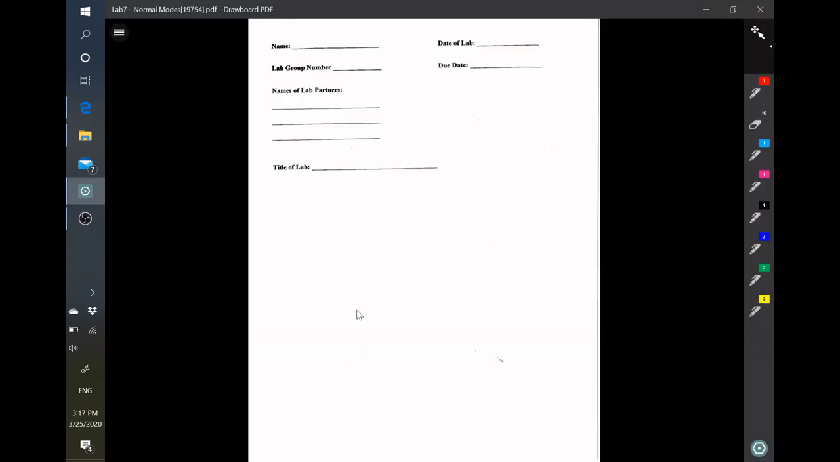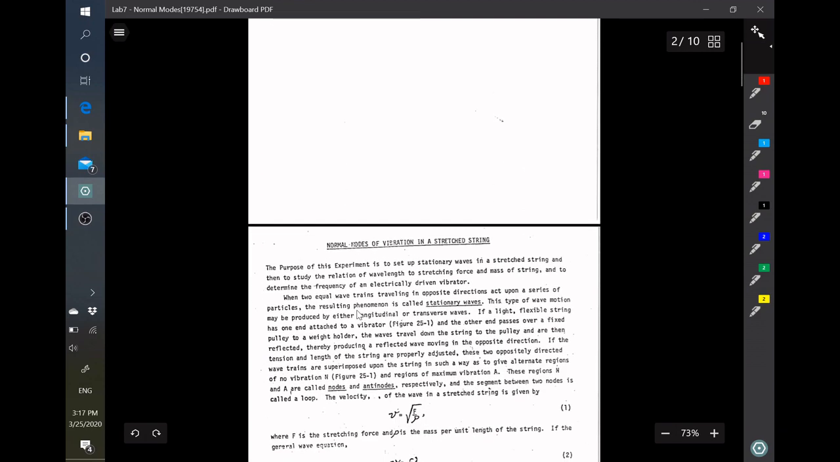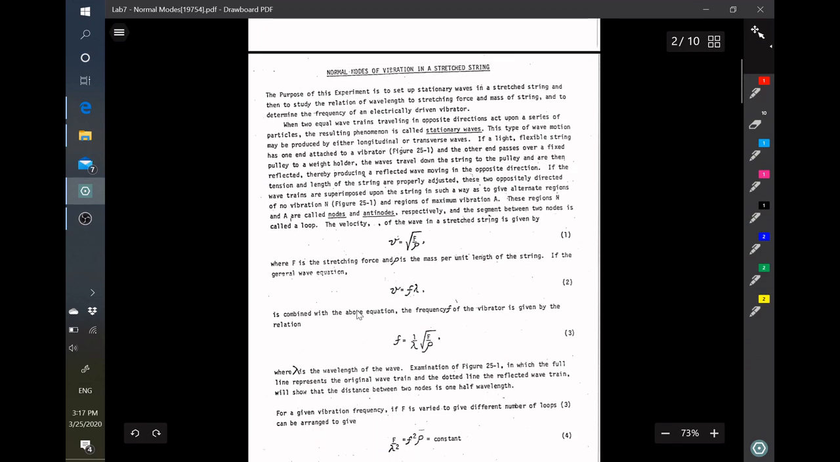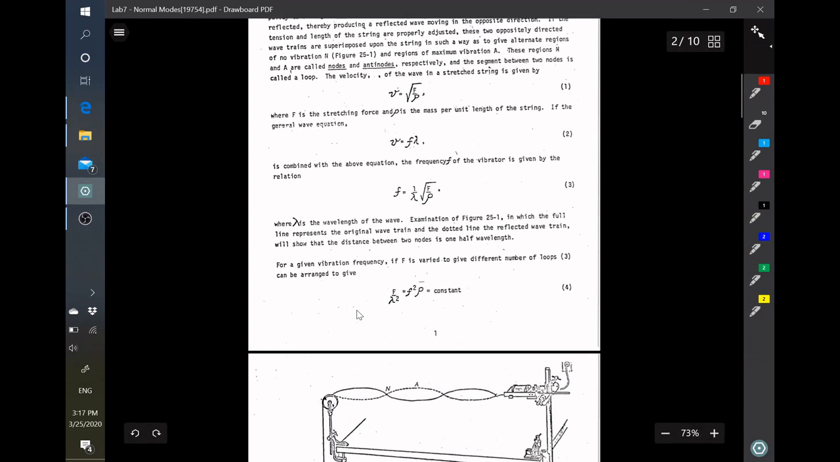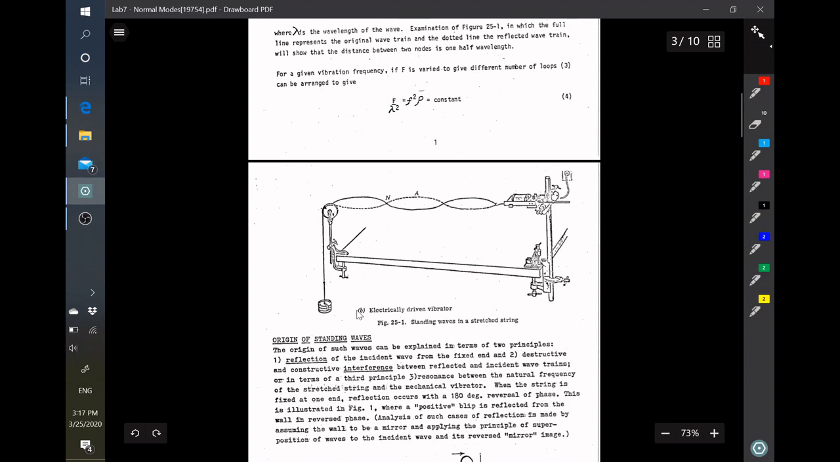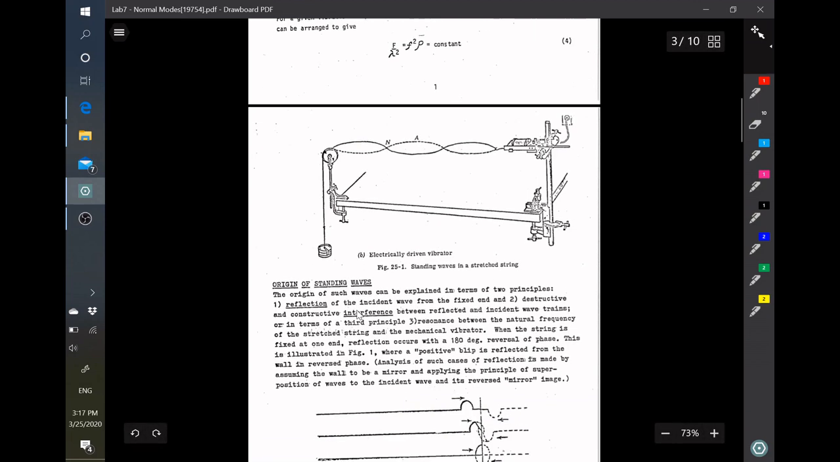Okay, this is the original lab packet for the normal modes lab. The first few pages here are things that we have talked about in lecture and earlier in this video. Here you can see the setup that we used for the experiment. On the right side you have a vibrator that's vibrating the string. On the left side you have some weights that are holding the string down.